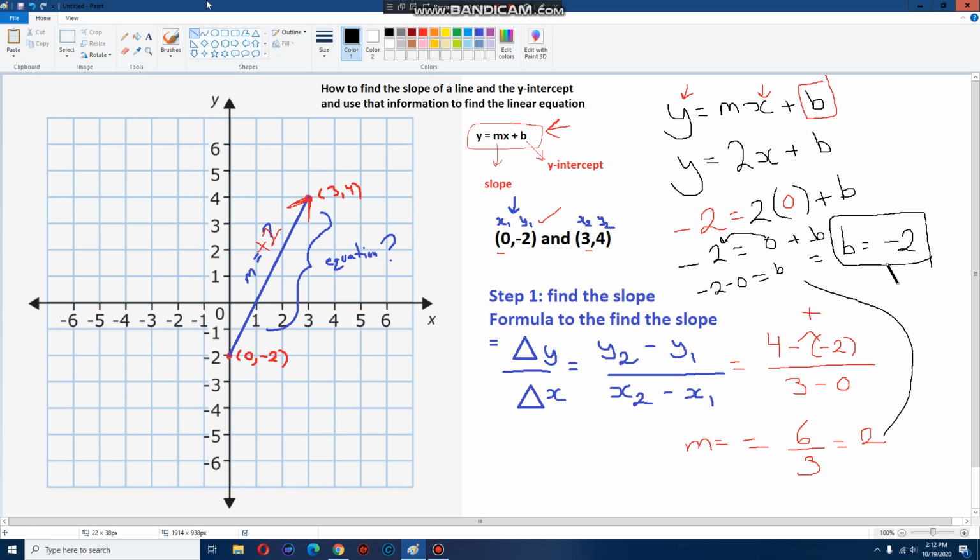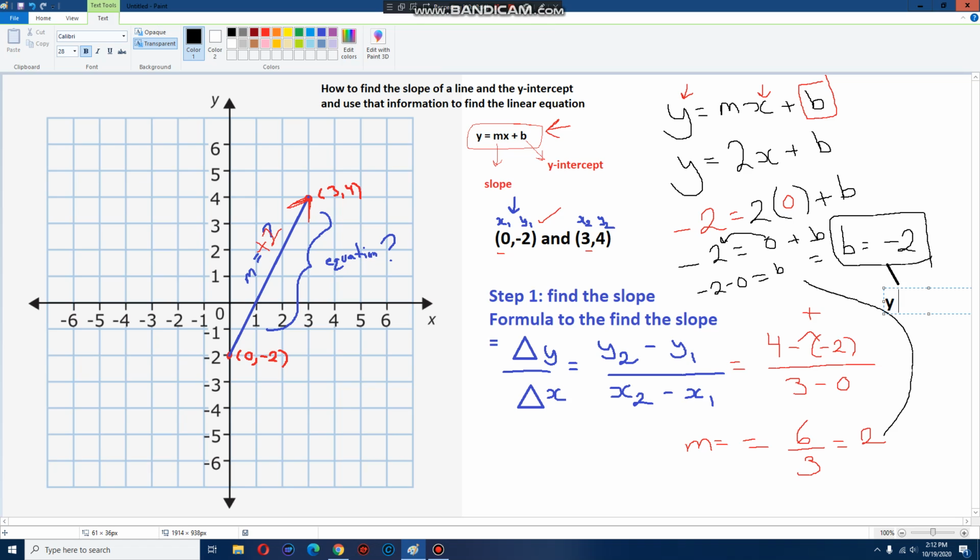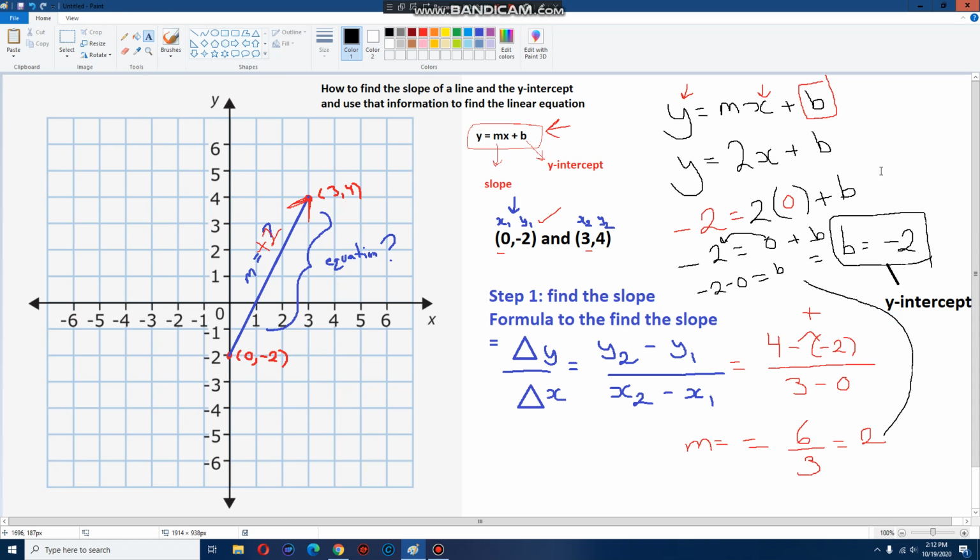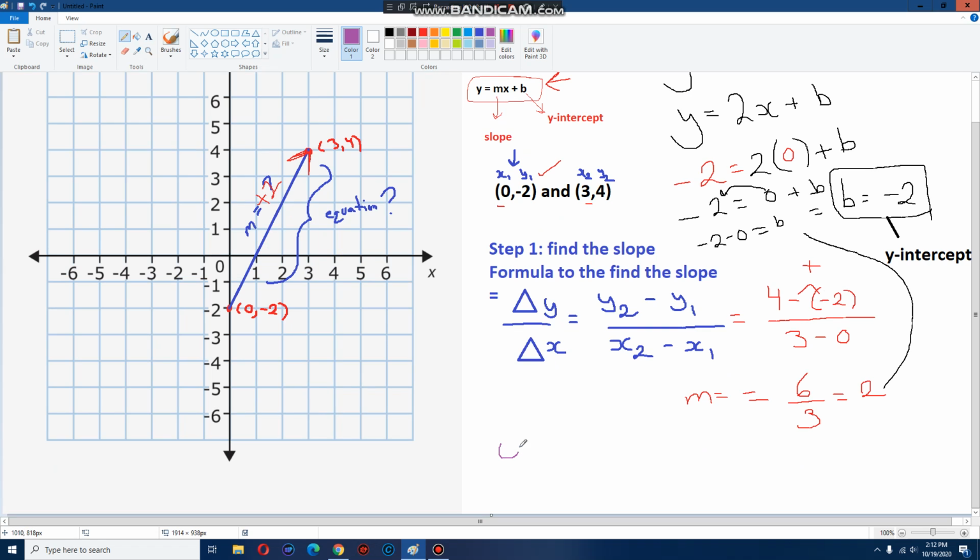Slope is done. Y-intercept is done. So now, let's put all these numbers together for the final equation. I'm going to choose a nicer color here, probably purple. So our final equation is y equals 2, which is the slope, x minus 2.